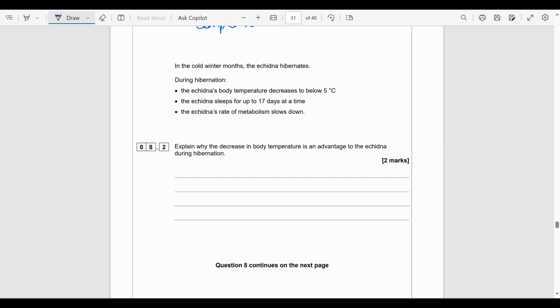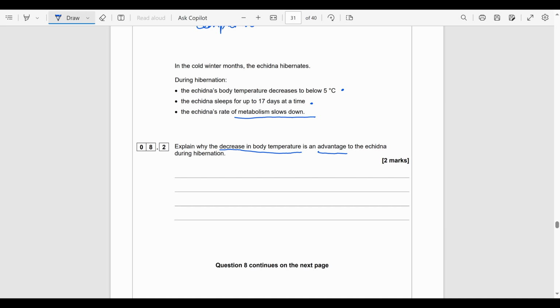8.2. Explain why the decrease in body temperature is an advantage to the echidna during hibernation. So there's this drop in the body temperature, and that is going to be an advantage to this echidna. So let's see here. It tells us about the temperature dropping. It's sleeping for up to 17 days at a time, but the rate of metabolism slows down. Now, this is an important thing here because metabolism is the rate of chemical reactions in the body. Now, if the echidna is hibernating, what the echidna doesn't want to do is die.